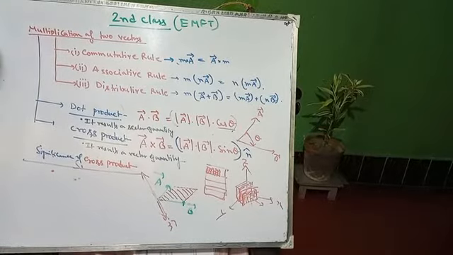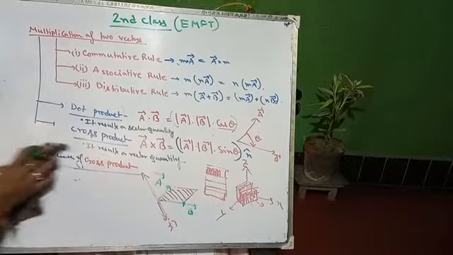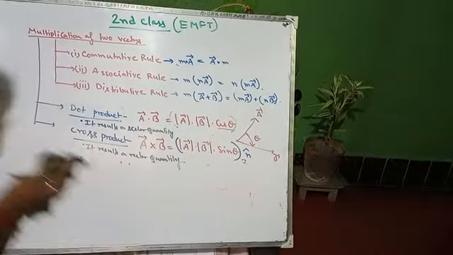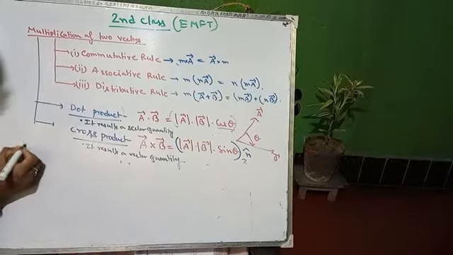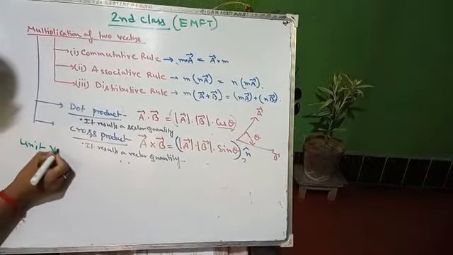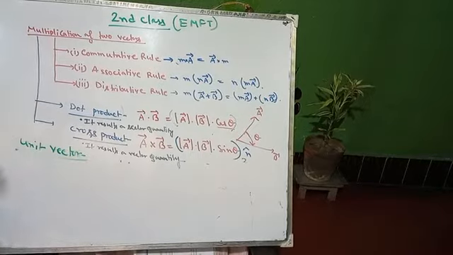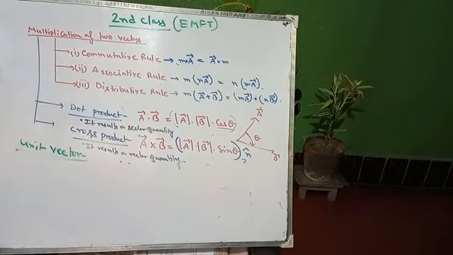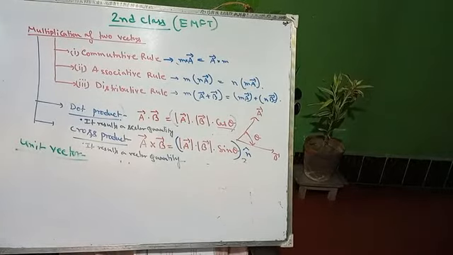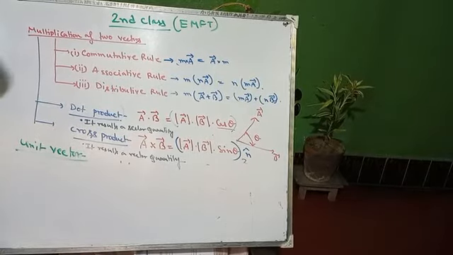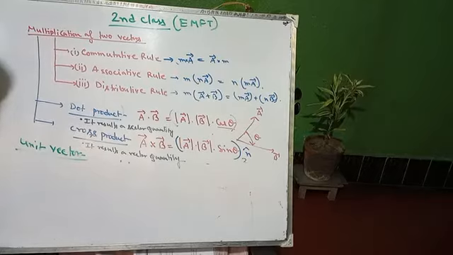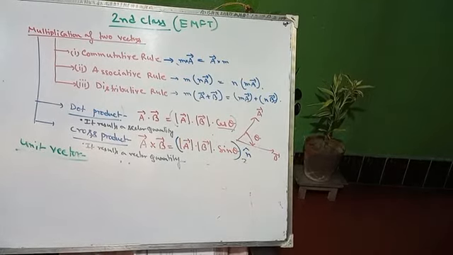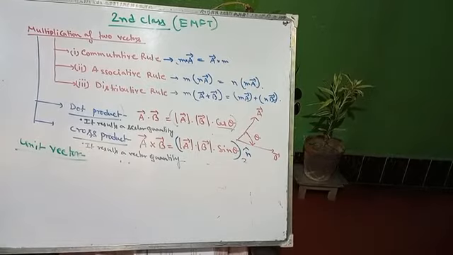Now we have to understand the unit vector first. Let us make a heading: unit vector. So what is a unit vector? Write: a unit vector is a vector quantity which has a certain direction with unit magnitude.